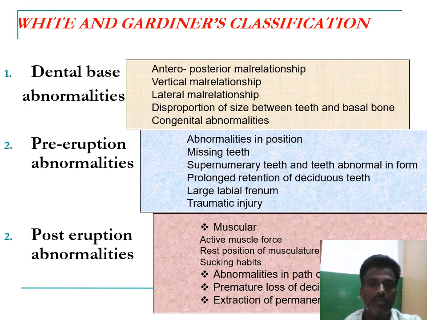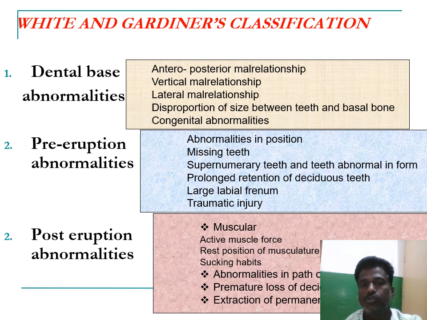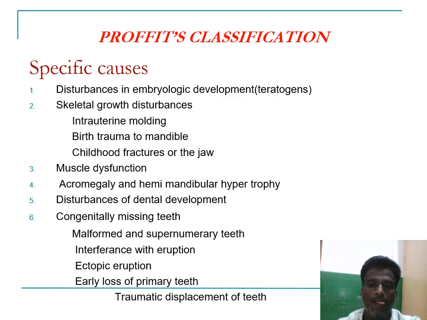Then White and Gardner's classification: dental base abnormalities, including anteroposterior malrelationship, vertical malrelationship, lateral malrelationship, and disproportion of size between teeth and basal bones. Then congenital abnormalities. Then pre-eruption abnormalities: abnormalities in position, missing teeth, supernumerary teeth, teeth abnormal in form, prolonged retention of deciduous teeth, large labial frenum, and traumatic injury.